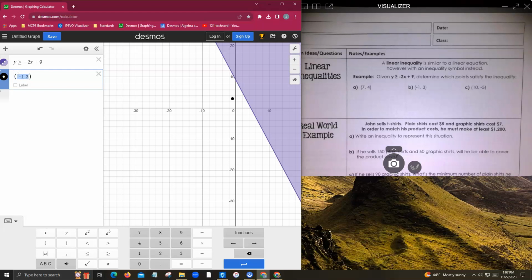It's really that easy. So the next one is 10, comma, negative 5. And that's inside.